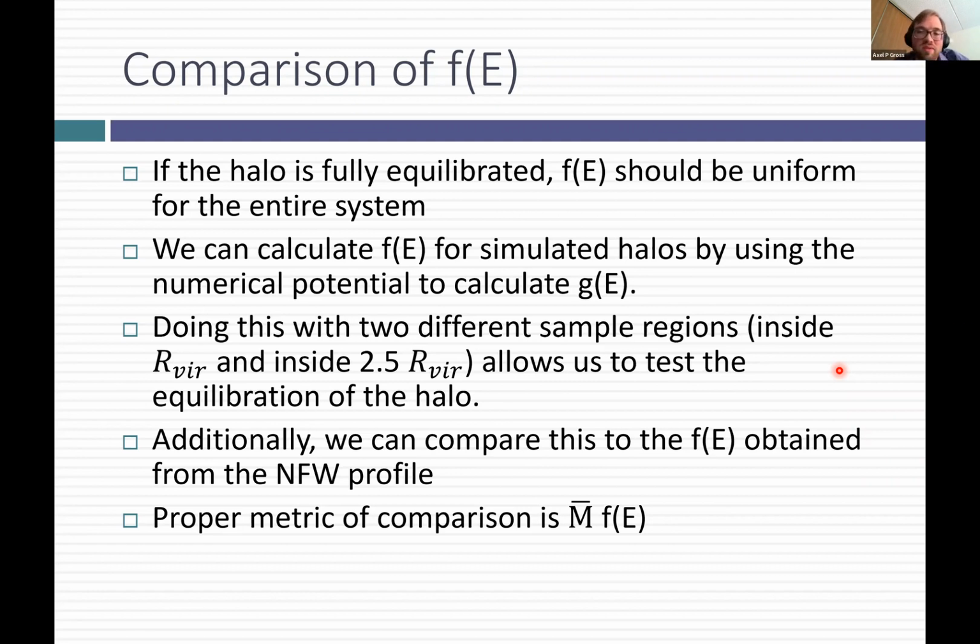Additionally, we can compare these distribution functions to the distribution function of the best fit NFW profile. Once again, we have to be careful about how we do this comparison. The distribution function is the probability per particle in your sample that a certain state is occupied. So if you have more particles in your sample, your distribution function will be naturally lower. If you want to compare two different samples with a different number of particles, the proper metric to compare is the distribution function multiplied by the total mass of the system. If you do that for the two halos that I've been showing, this is what you get.